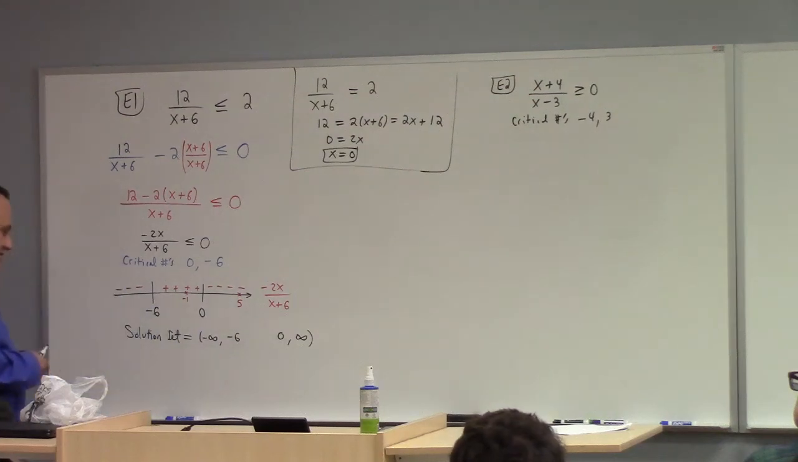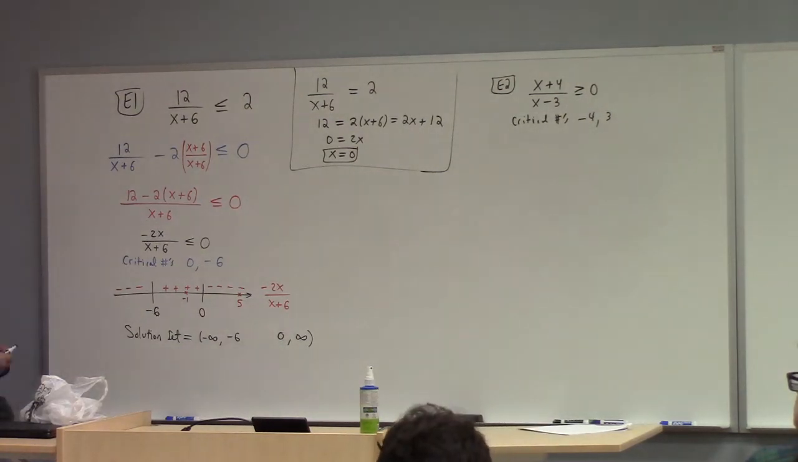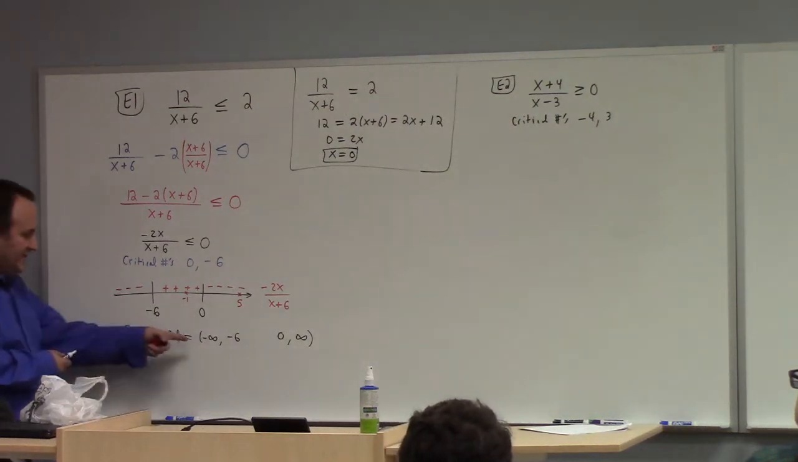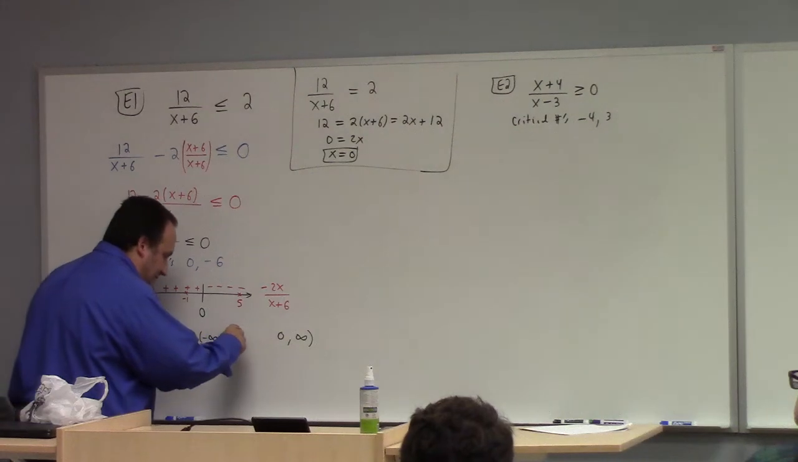My question is, are we including minus 6? Why not? Why are we not including minus 6? It makes it 0. It makes what 0? The denominator, right? We have division by 0 at minus 6. That is why we must exclude it.